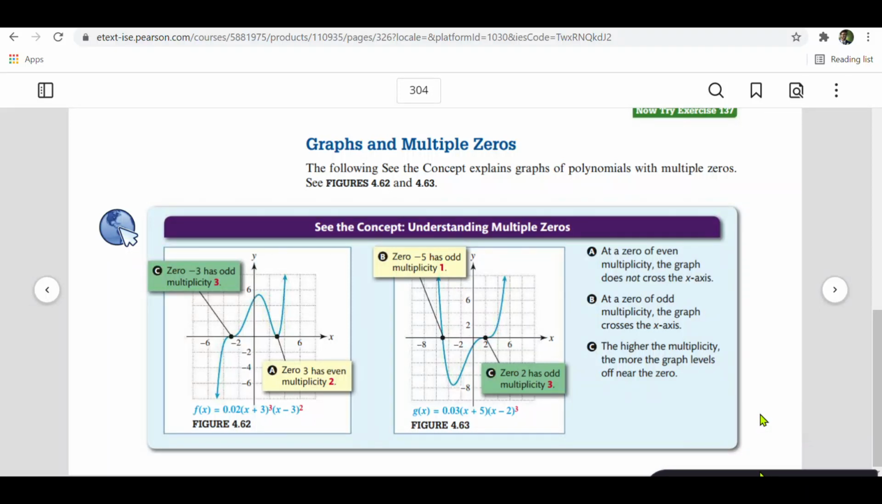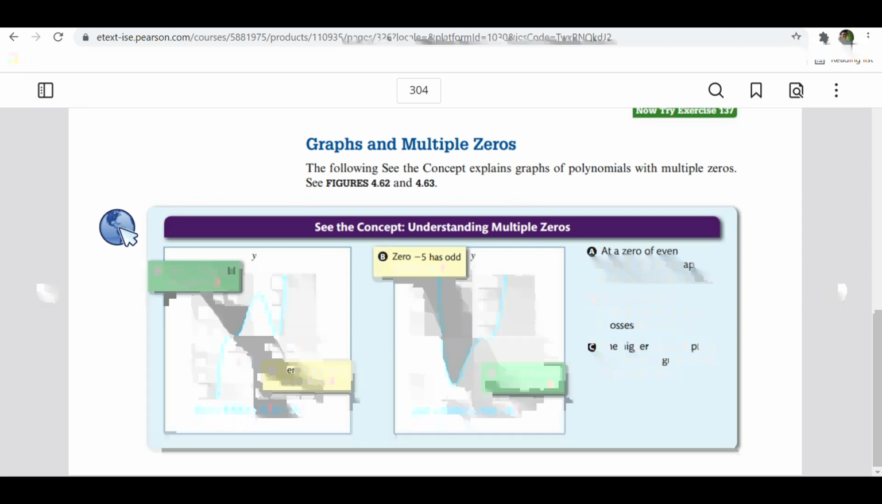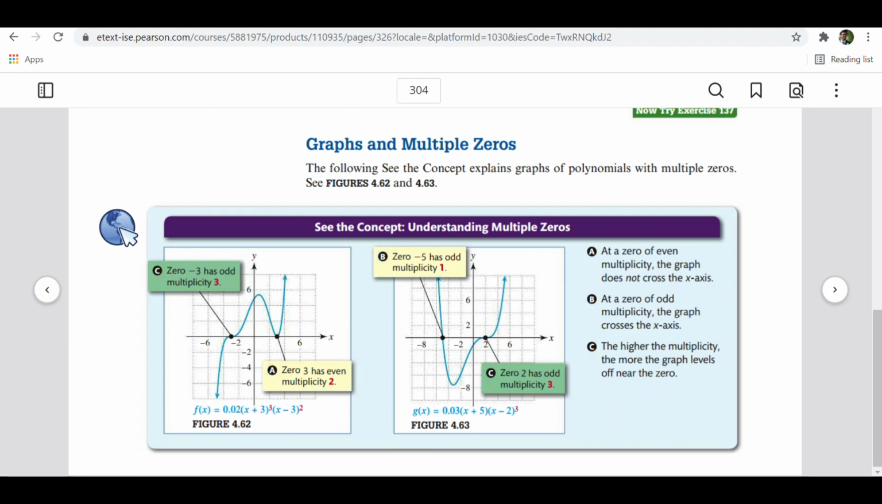Now we are going to discuss further properties in a case where the graph has multiple zeros. The summary of the main idea that we are going to discuss is mentioned here. So you can see that this is the graph of this function and this is the graph of this function, okay?